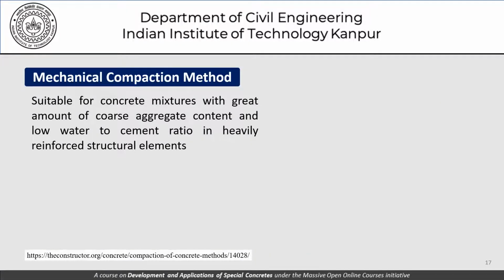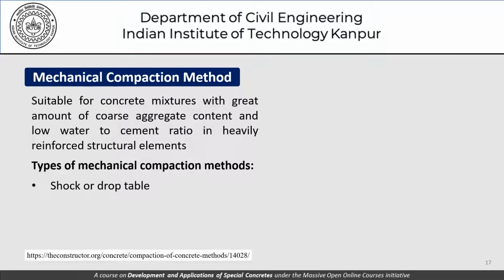As far as mechanical compaction methods are concerned, they are suitable for concrete mixtures with a higher amount of coarse aggregate and low water cement ratios in heavily reinforced structural elements. The types of mechanical compaction methods available to us include shock or drop table, centrifugation, and a vibration method. How that vibration method works is something we will discuss as we go along.